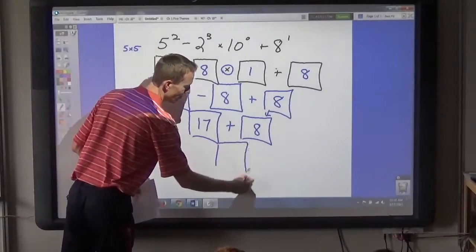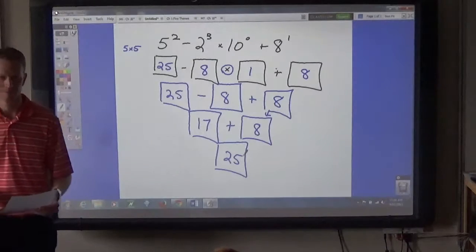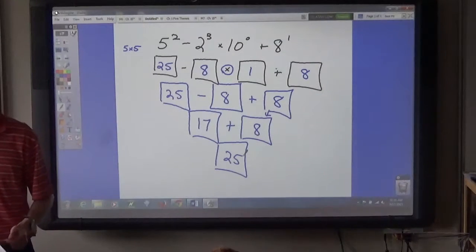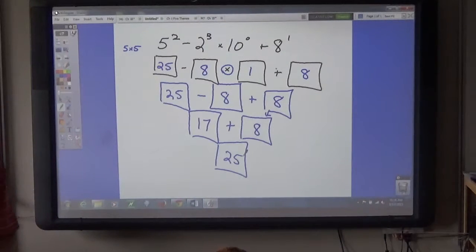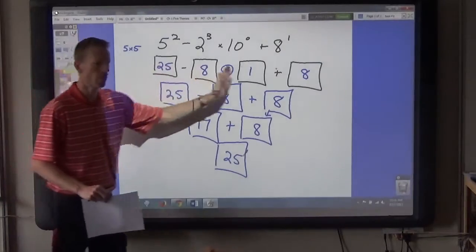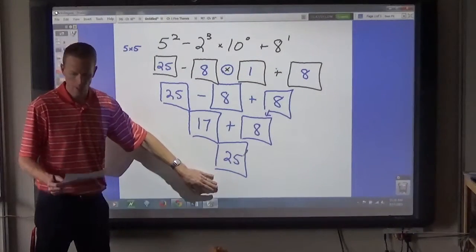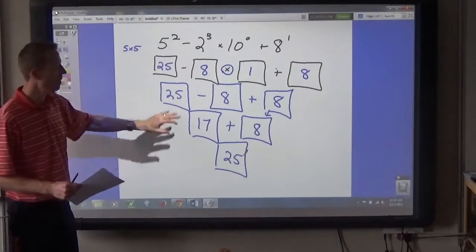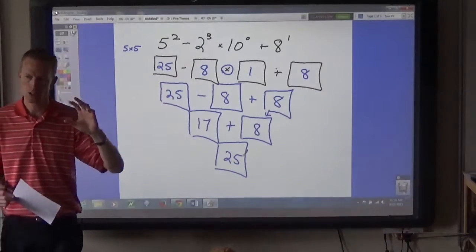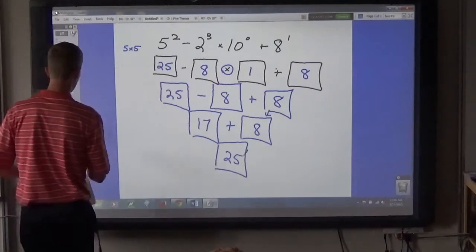And 25. So that's how you fill in the rows correctly. Any questions on this one? You see how we're simplifying it from left to right and top to bottom? We're going to do the same thing, but now you're going to have to make some decisions about what to bring down and what to leave.